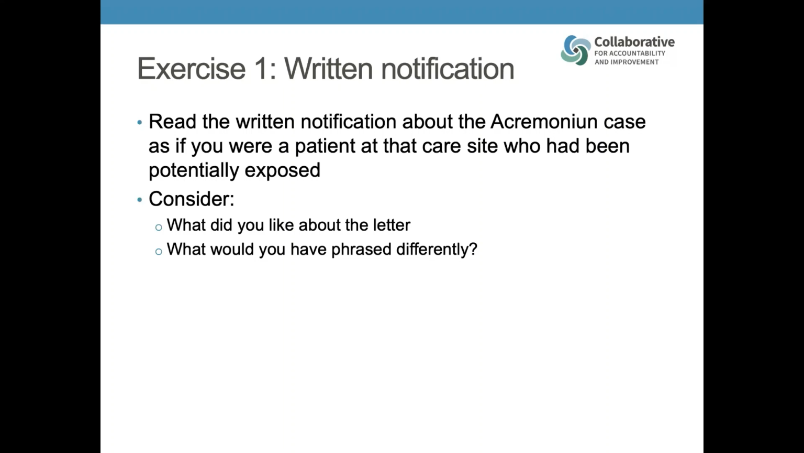One of the things that I really liked about the letter is right away up front, there is an expression of regret about this potential exposure. So right away we're saying we're sorry about this.